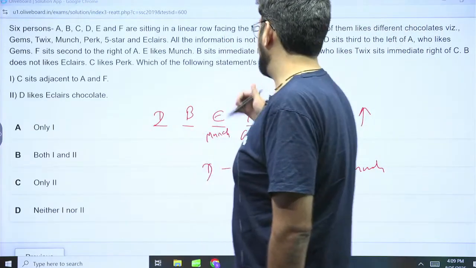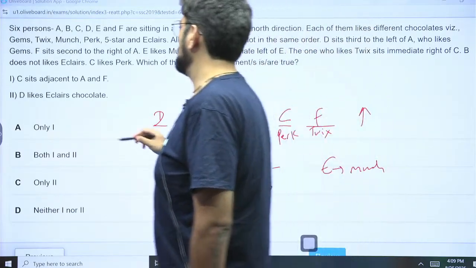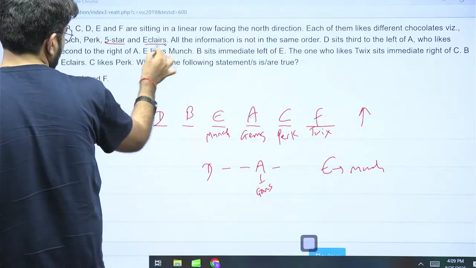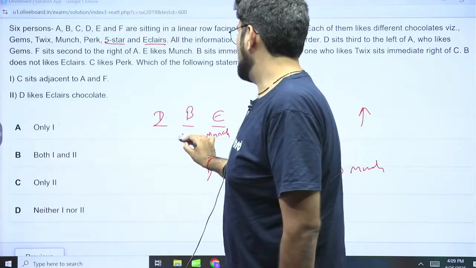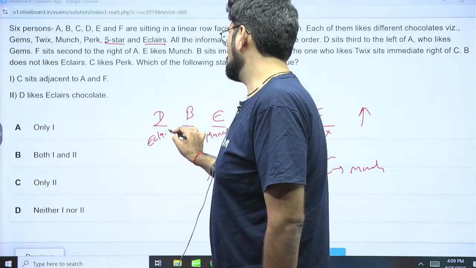Now how many chocolates? C likes Perk. Now how many chocolates are you left with? You're left with 5-star and Eclairs. B does not like Eclairs, so B likes 5-star. So D likes Eclairs. Cool, done.